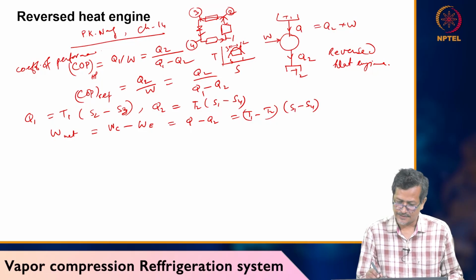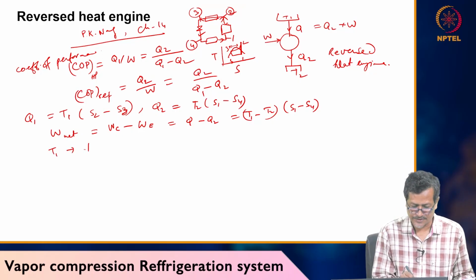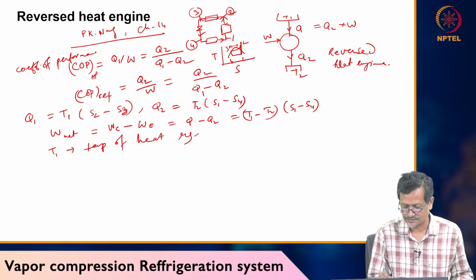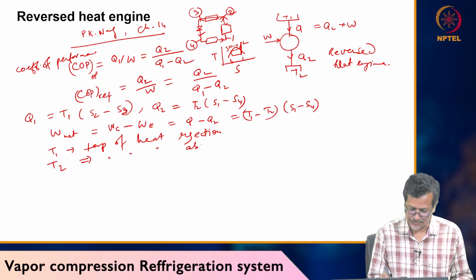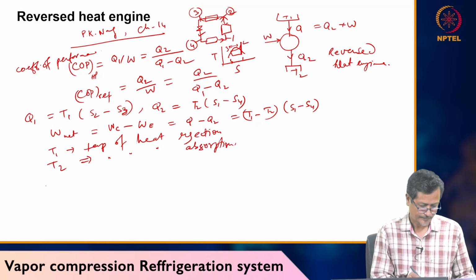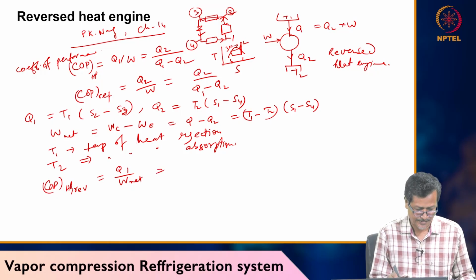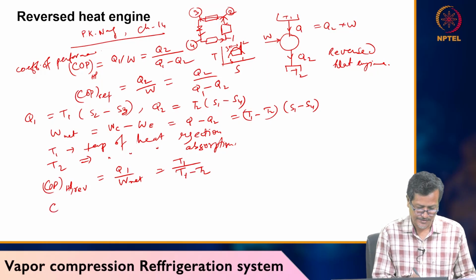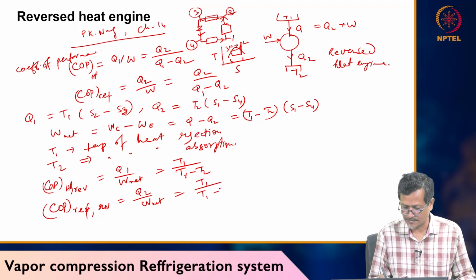Now T1 is the temperature of heat rejection, and T2 is the temperature of heat absorption. So COP of the heat pump, reversible, equals Q1 by W net equals T1 by T1 minus T2. COP of refrigeration, reversible, equals Q2 by W net equals T2 by T1 minus T2.